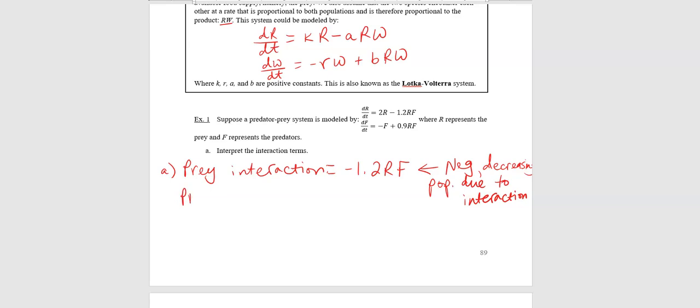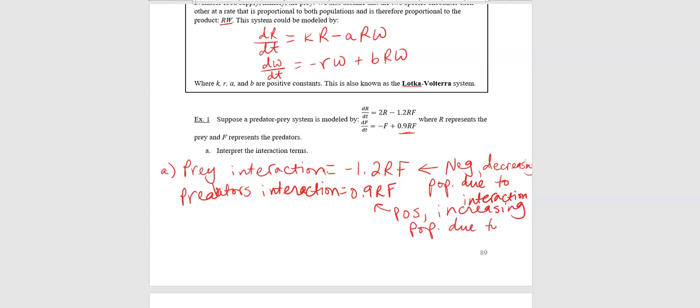On the other hand, what's happening with the predators? If you look at their interaction term, that is the 0.9 RF. Because that's positive, the opposite is happening. Because of the existence of the prey in the environment, the predator population is going up. So we say it's positive, which means it's increasing in population due to the interaction.